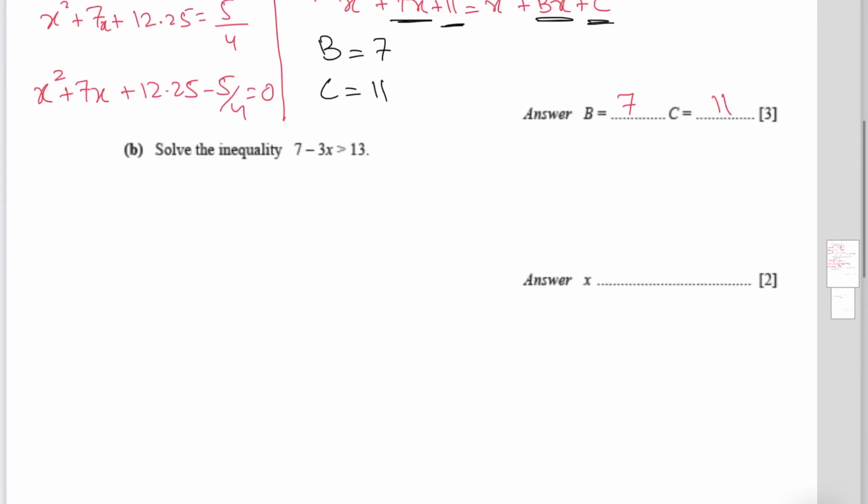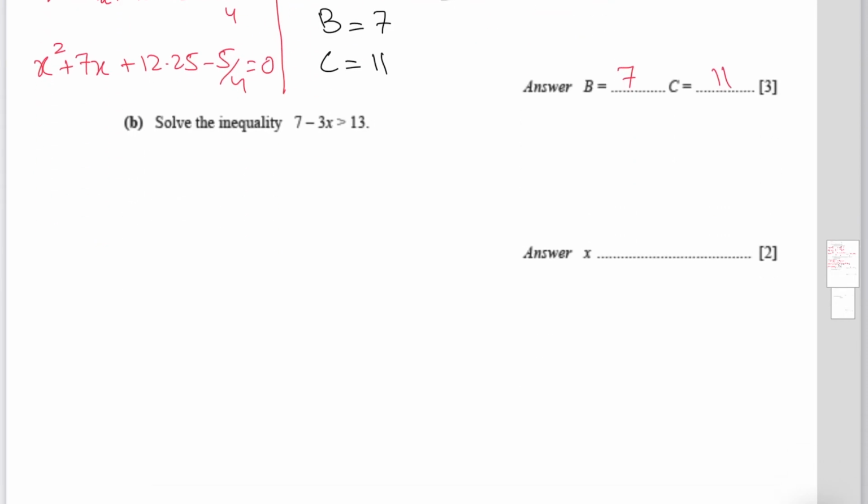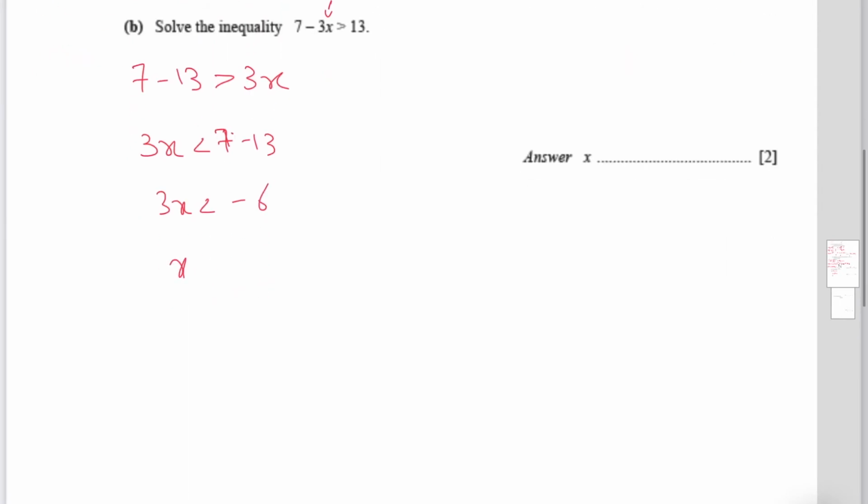The next part of the question says solve the inequality 7 minus 3x is greater than 13. The first step is to make the x value positive, so you take it to the other side. It becomes 7 minus 13, so you bring 13 to the left side, is greater than 3x. If you write it the other way, this is 3x less than 7 minus 13. 3x is less than 7 minus 13, which gives us negative 6. So x is less than negative 6 divided by 3, negative 2. So x is less than negative 2.